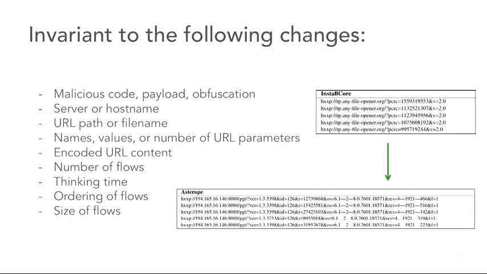And this representation is actually invariant against all of these changes the attacker can make to bypass the current security. So, okay, we are using metadata, so we are invariant against any malicious code, payload, obfuscation, and so on. It goes by default, right? If the attacker decides to change the server host name, it will just change one part of the URL, but the structure will remain the same. So no problem. If he decided to change the URL path or file name or number of flows or thinking time, ordering, number of bytes, doesn't matter. We're still able to detect that.